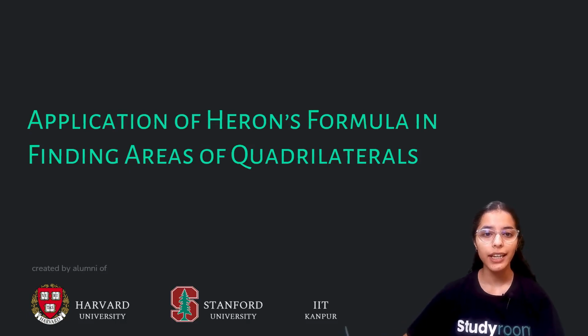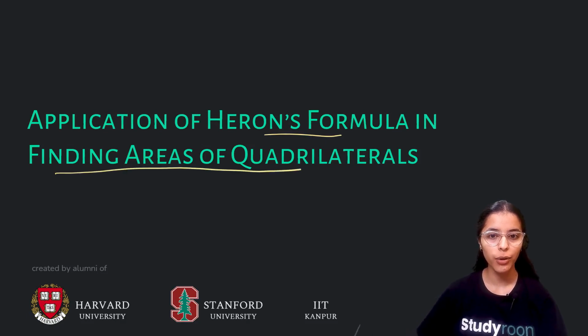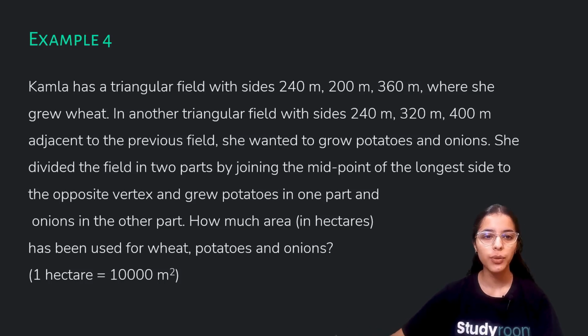Now let us see the applications of Heron's formula in finding areas of quadrilaterals. Our first question, that is our example number 4 of this chapter: Kamla has a triangular field with sides 240 meter, 200 meter and 360 meter.